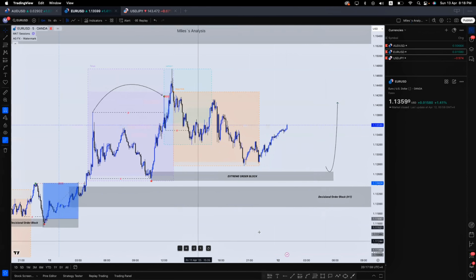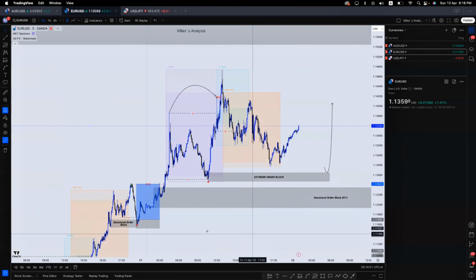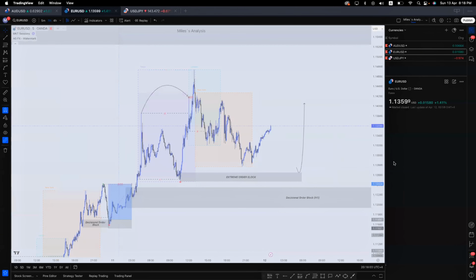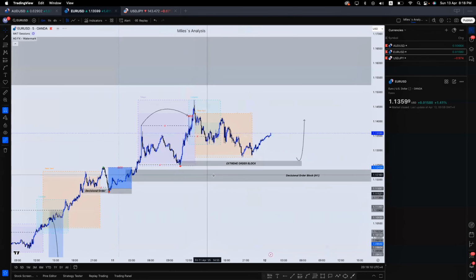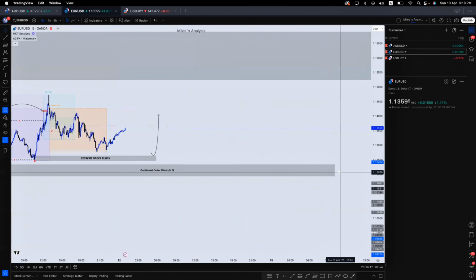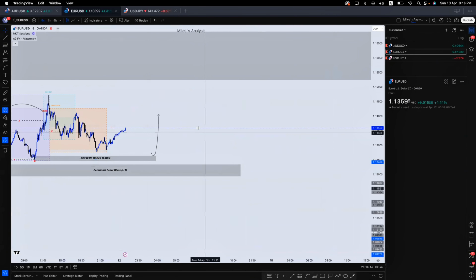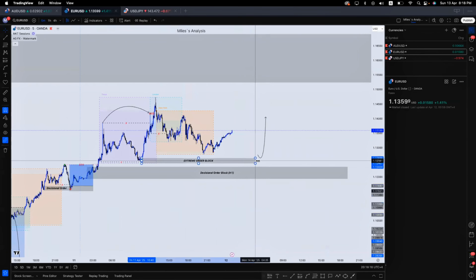But the reason why I will not be taking this trade is if you check the decision order block in H1, it is lying below this Asian session liquidity. And if you go to the 5 minutes time frame, you can see that this decision order block is right below this 5 minutes extreme order block. So this might be a trade for smart money traders.